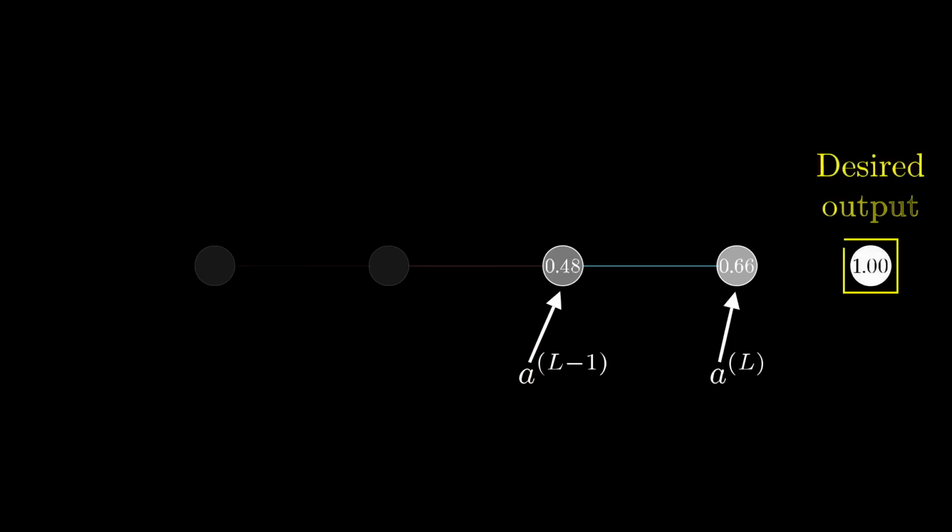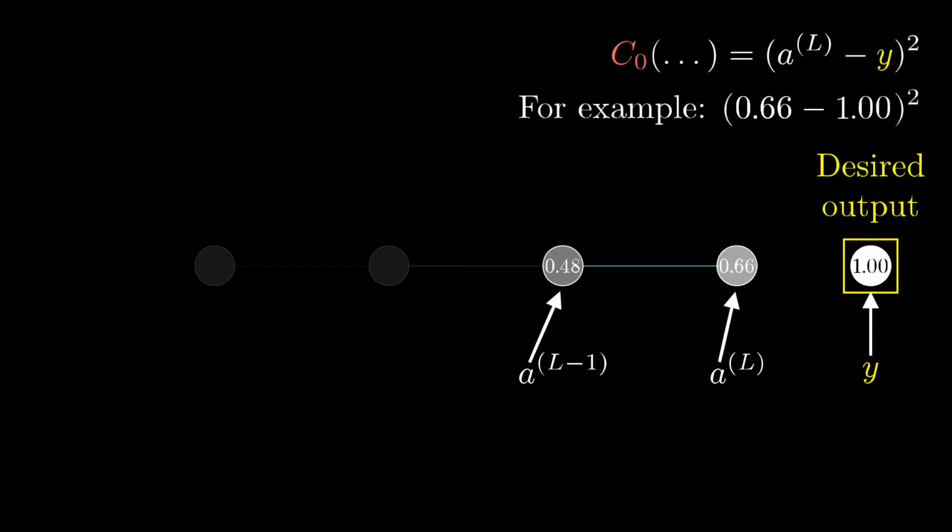Now let's say that the value we want this last activation to be, for a given training example, is y. For example, y might be 0 or 1. So the cost of this simple network for a single training example is (a^(L) - y)^2. We'll denote the cost of that one training example as C_0.